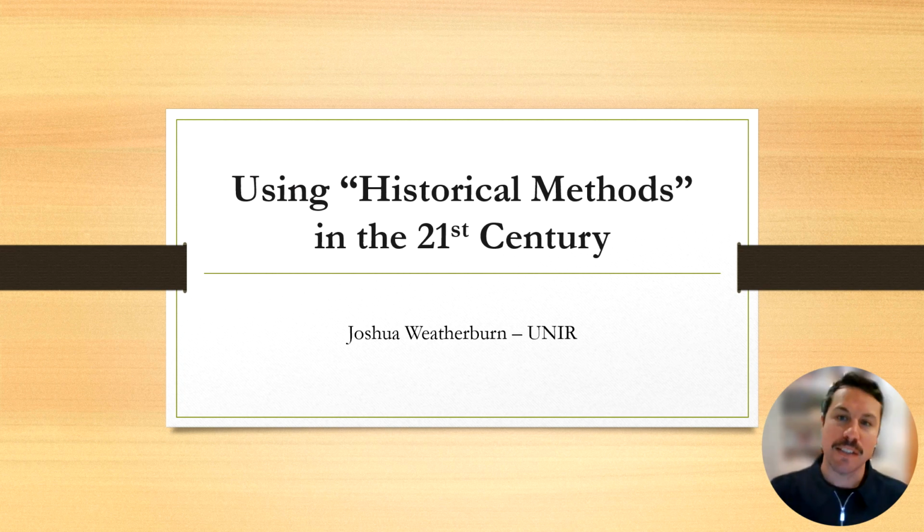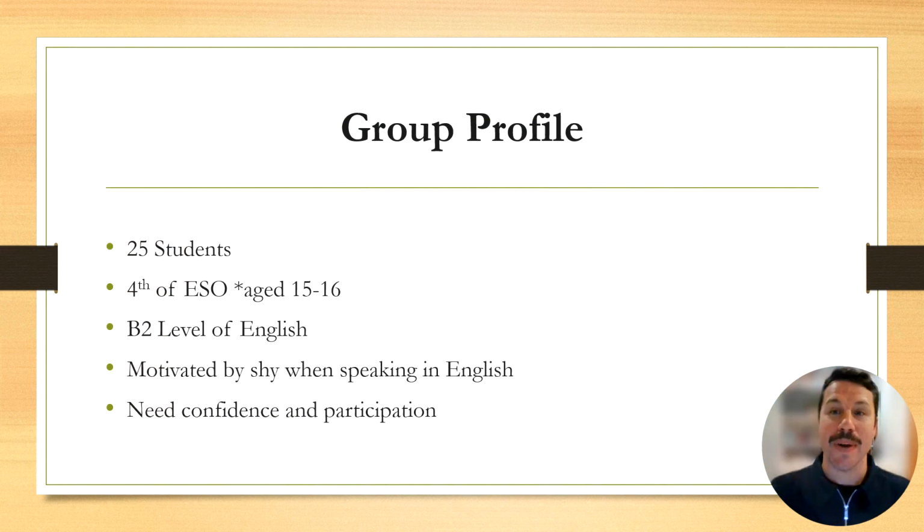The context is a 4th of ESO English class with 25 students aged 15 to 16 with a B2 level of English. They're motivated and friendly, but sometimes shy when speaking and occasionally lose focus during traditional lessons. They need activities that reduce pressure, encourage risk taking, and help them communicate naturally. To do this, I have chosen two humanistic methods: total physical response and community language learning.